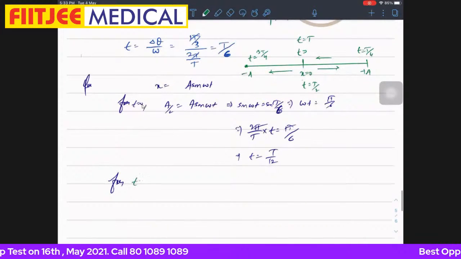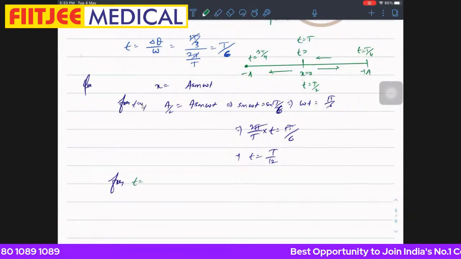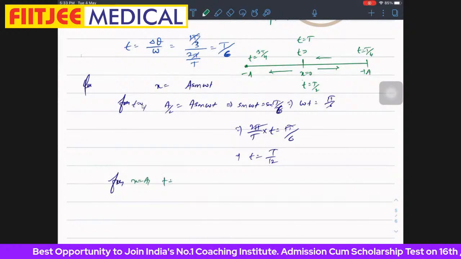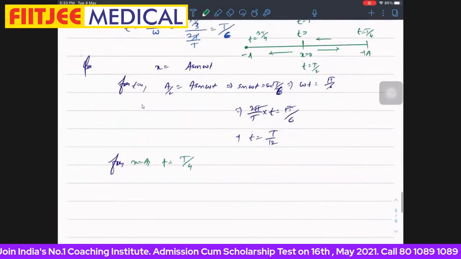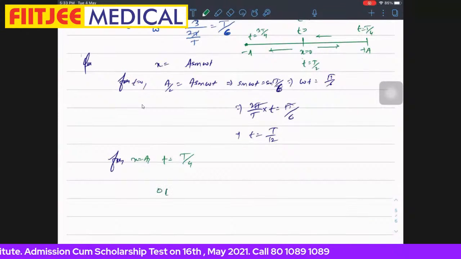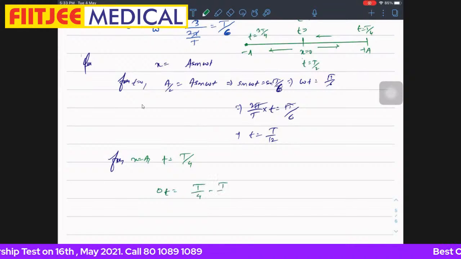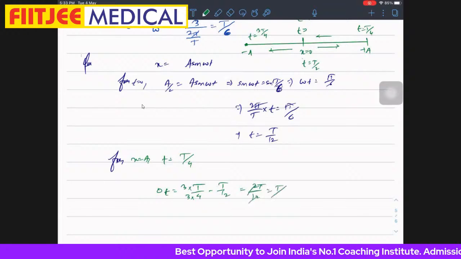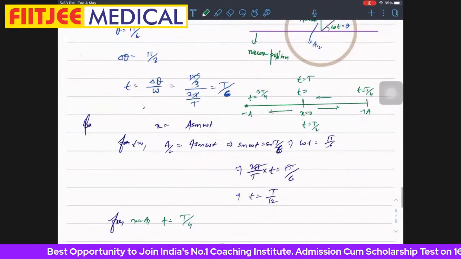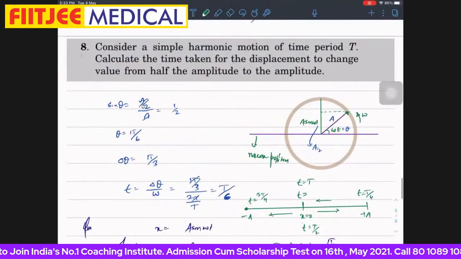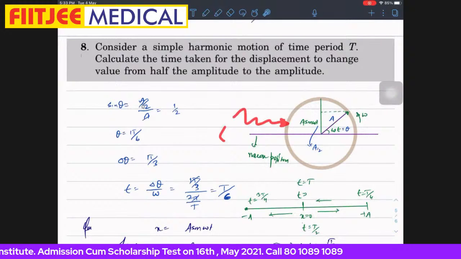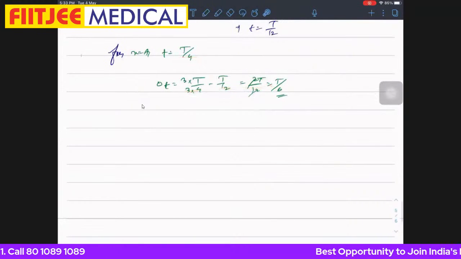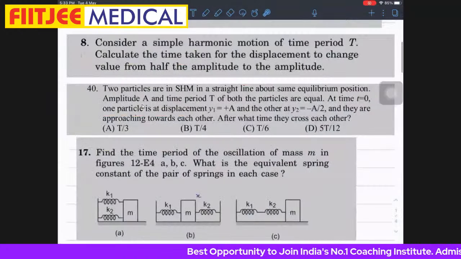So for x equals A, t equals T by 4. The difference, delta t, is T by 4 minus T by 12. So 3 minus 1, 2T by 12, which becomes T by 6. This is how we are supposed to approach it. You can use the phase diagram method or the normal equation method, whichever you like. Let's take one more question.